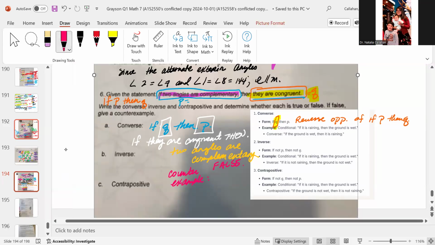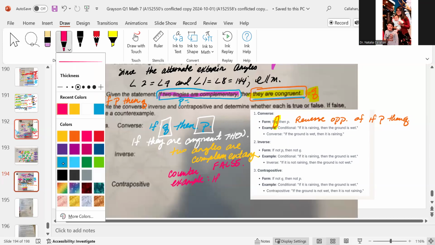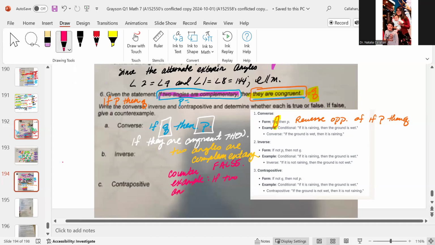In order to make it complementary, how can we make that true? If two angles are what? What's the definition of complementary? Okay. If two angles add up to 90 degrees, then what? They are complementary.